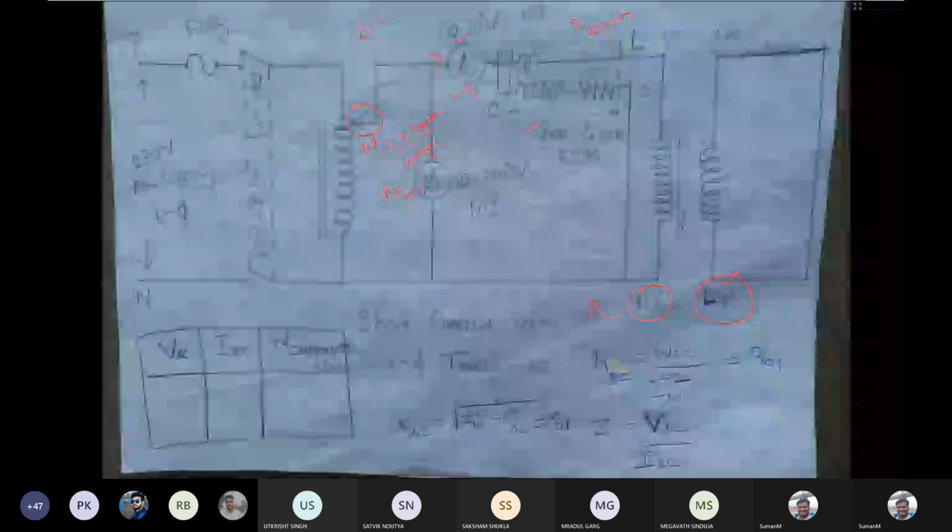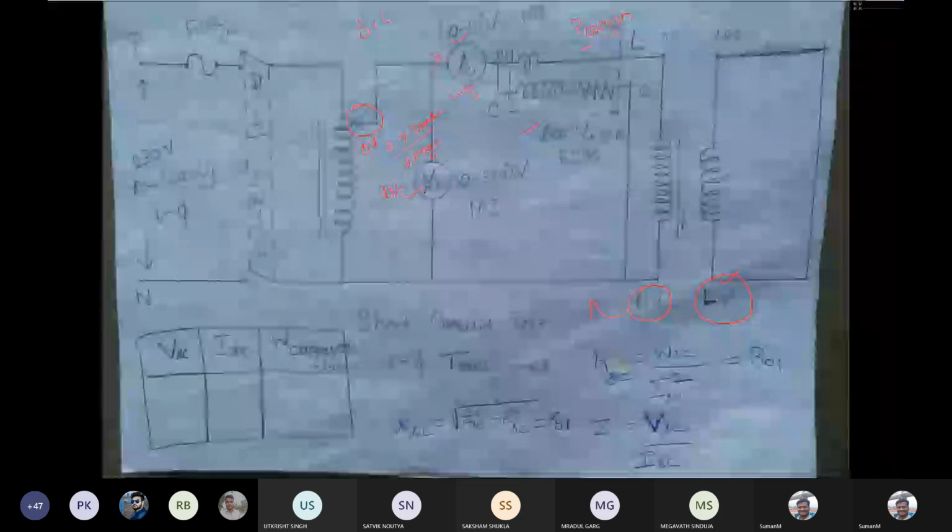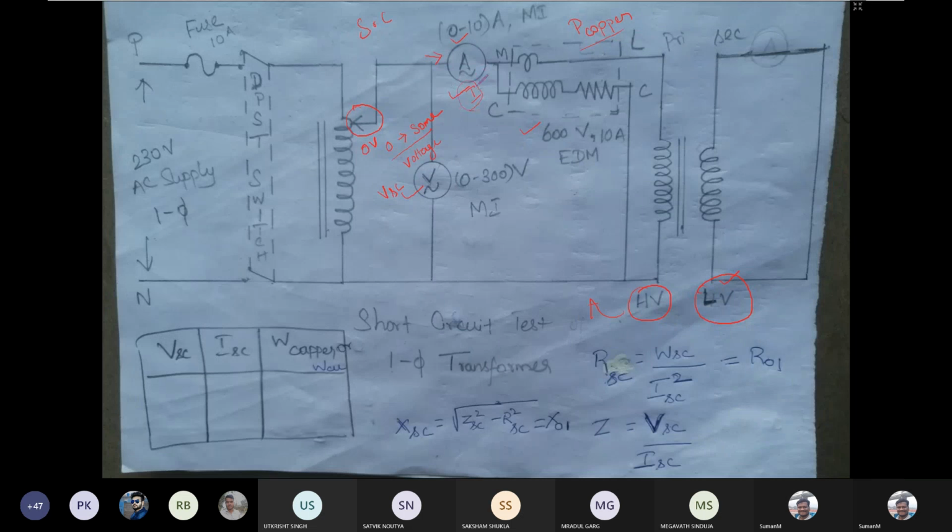This is giving the current, and this is giving the short circuit voltage. So three things can also be measured: voltage, current, power through that path. Then you are going to measure the.